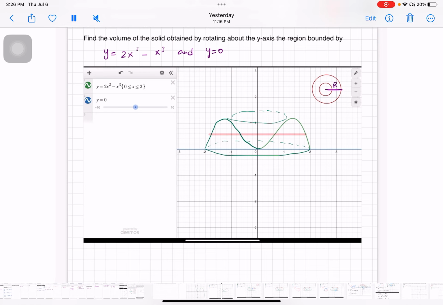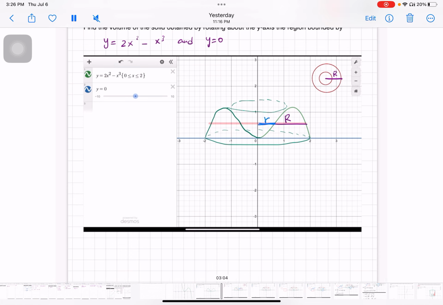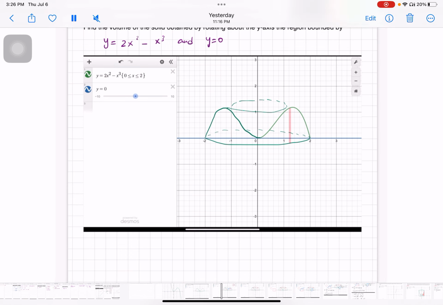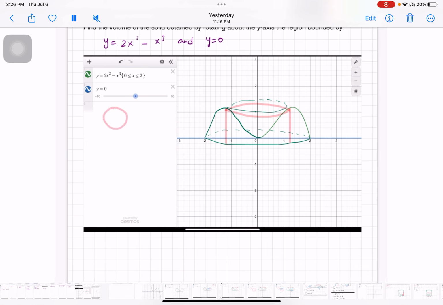And of course, it's not going to be a disk method. So what we're going to do is use the cylinder method. We're still going to slice it, but we're going to slice it like a cylinder. So one slice, when we look at it from above, is going to be a circle. But the slice itself is a three-dimensional cylinder, and it's hollow inside.